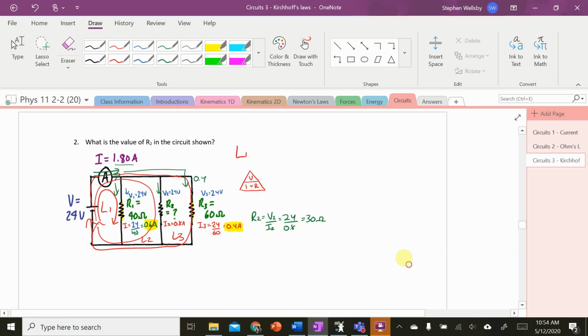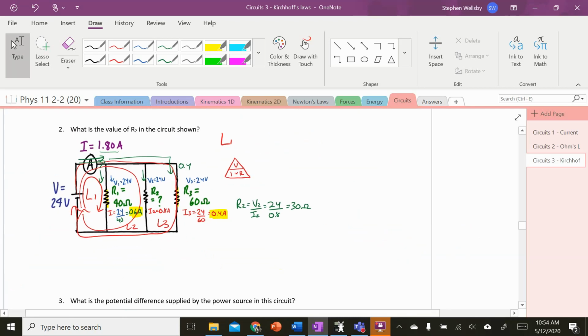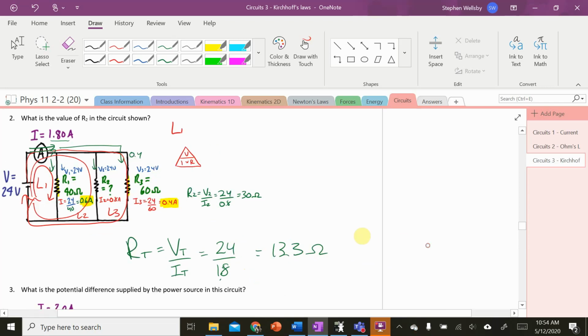One other way of solving this would be using our resistance formula for parallel resistors. This would be a little bit trickier, but you could do it in one step instead of a bunch. So in this case here, we know R total equals V total divided by I total. This is the idea of going to the whole circuit. Now this is going to be equal to 24 divided by 1.8. So what's 24 divided by 1.8? That gives us 13.3 ohms. So this is the total resistance here, 13.3 ohms.